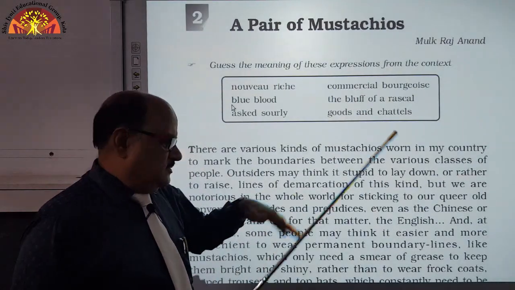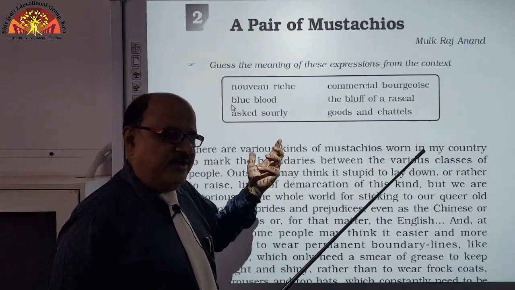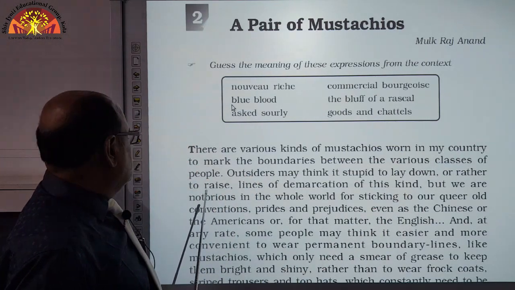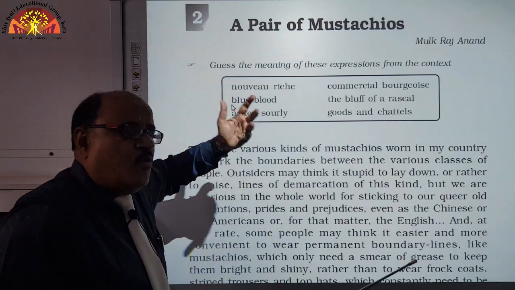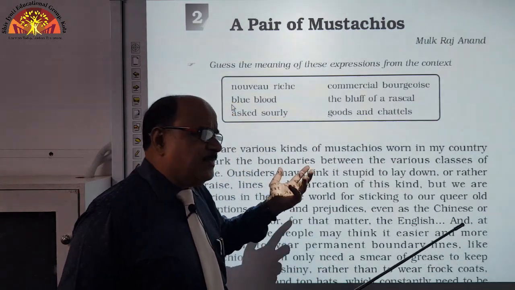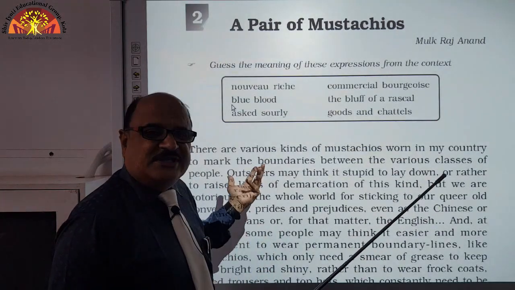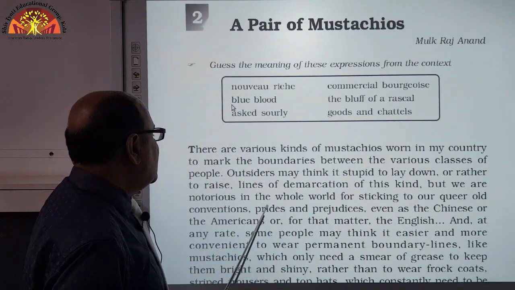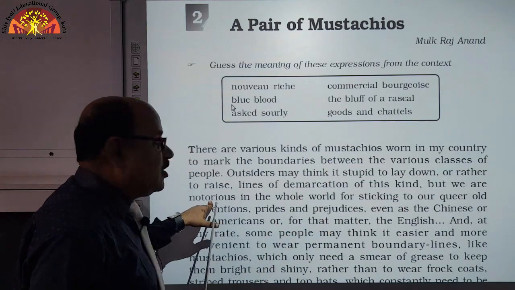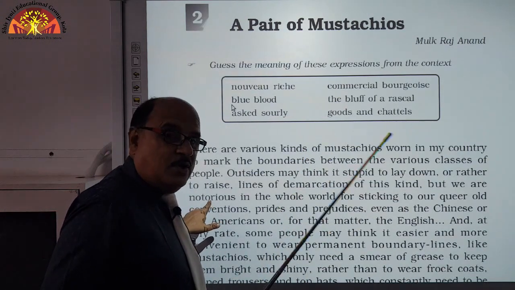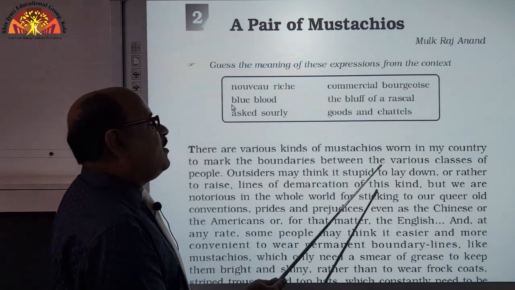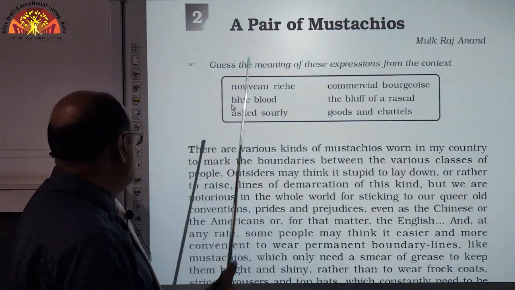Outsiders may think means some people from outside our nation, means foreigners, think it's stupid, we are stupid enough. They think to lay down or rather to raise lines of demarcation means to lay more and more stress on the importance of this petty matter, having a mustache. So, some people think that we are stupid enough to have this kind of discussion on this petty matter, right? But we are notorious in the whole world. Notorious, it is a negative word, but here in this chapter we are not talking about anything negative we have done, no. But notorious means we are famous, right? We are famous in the whole world for keeping this queer means strange, old conventions.